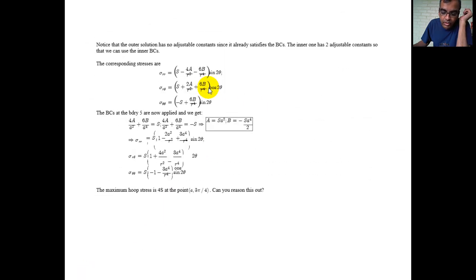There you go. It will turn out that yes, I can calculate sigma r, sigma r theta, sigma theta theta. The boundary conditions are now applied, and you can get this and that as my two boundary conditions, and there is the value for A. And sigma r, sigma r theta, everything is here. So you can show that the maximum hoop stress is 4s at a particular point. So the stress concentration factor for this is 4. That's how stress concentration factors are determined.